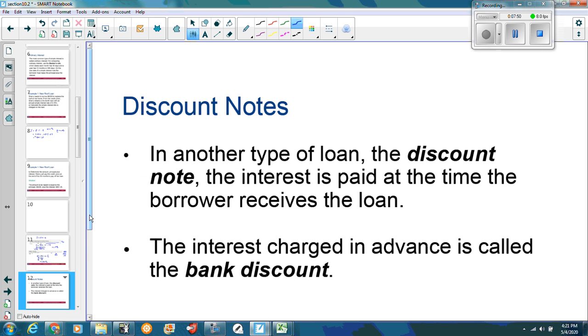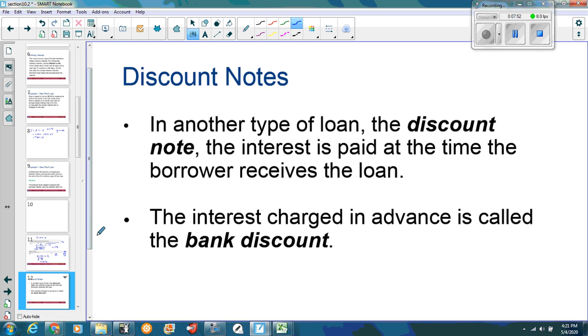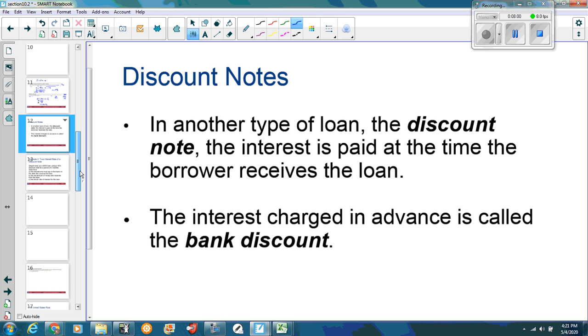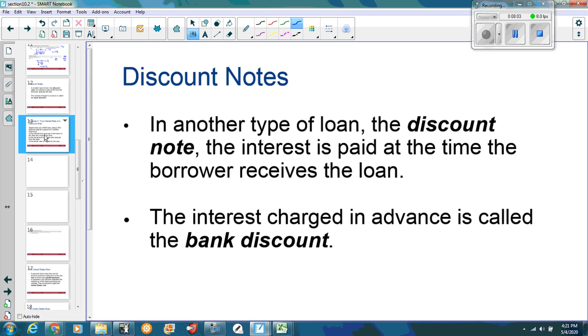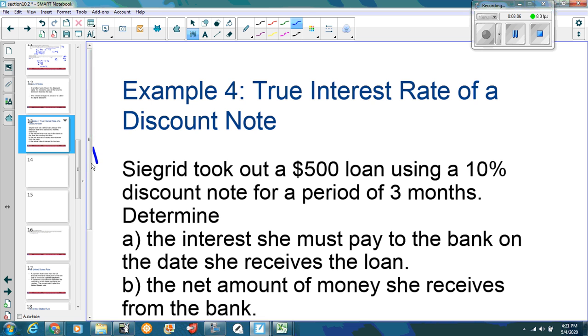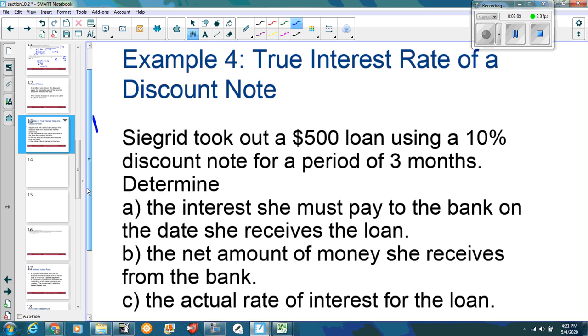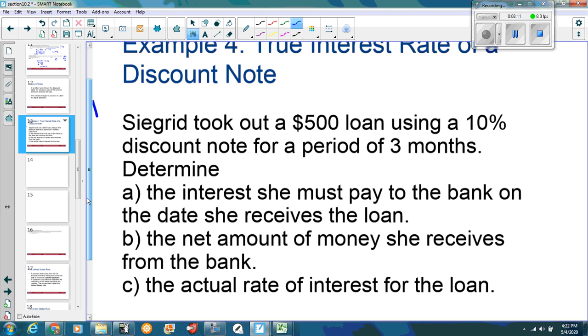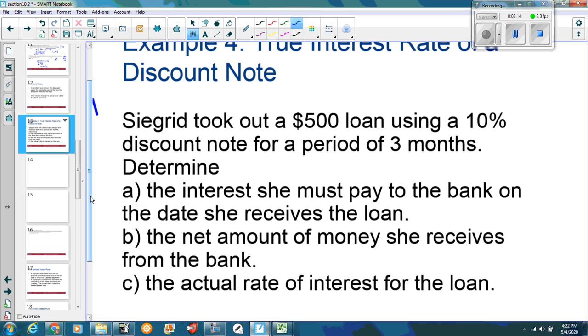Discount notes. In another type of loan, the discount note, the interest is paid at the time the borrower receives the loan. The interest charged in advance is called the bank discount. So you can pay the interest right up front. So this one is figuring out the true interest rate if she paid the interest up front. So she took a $500 loan at 10% discount for a period of 3 months. The interest rate she must pay to the bank on the date she receives the loan.